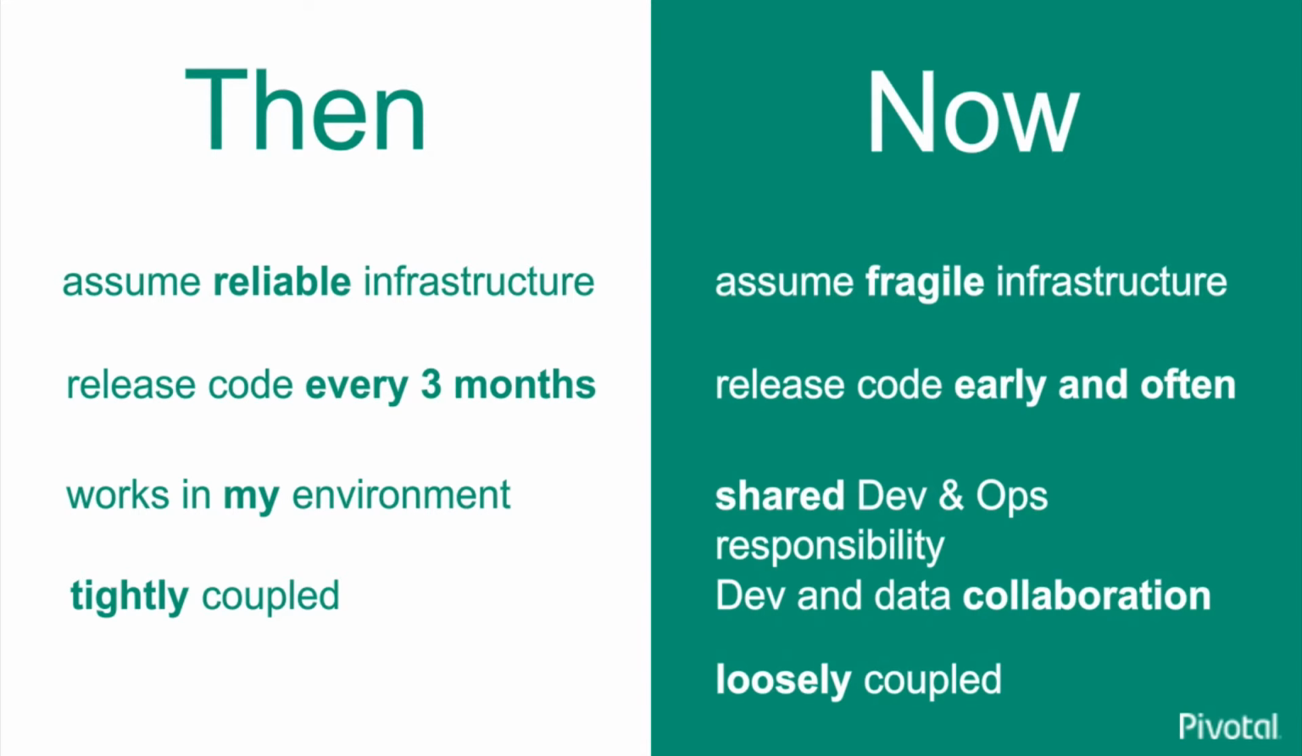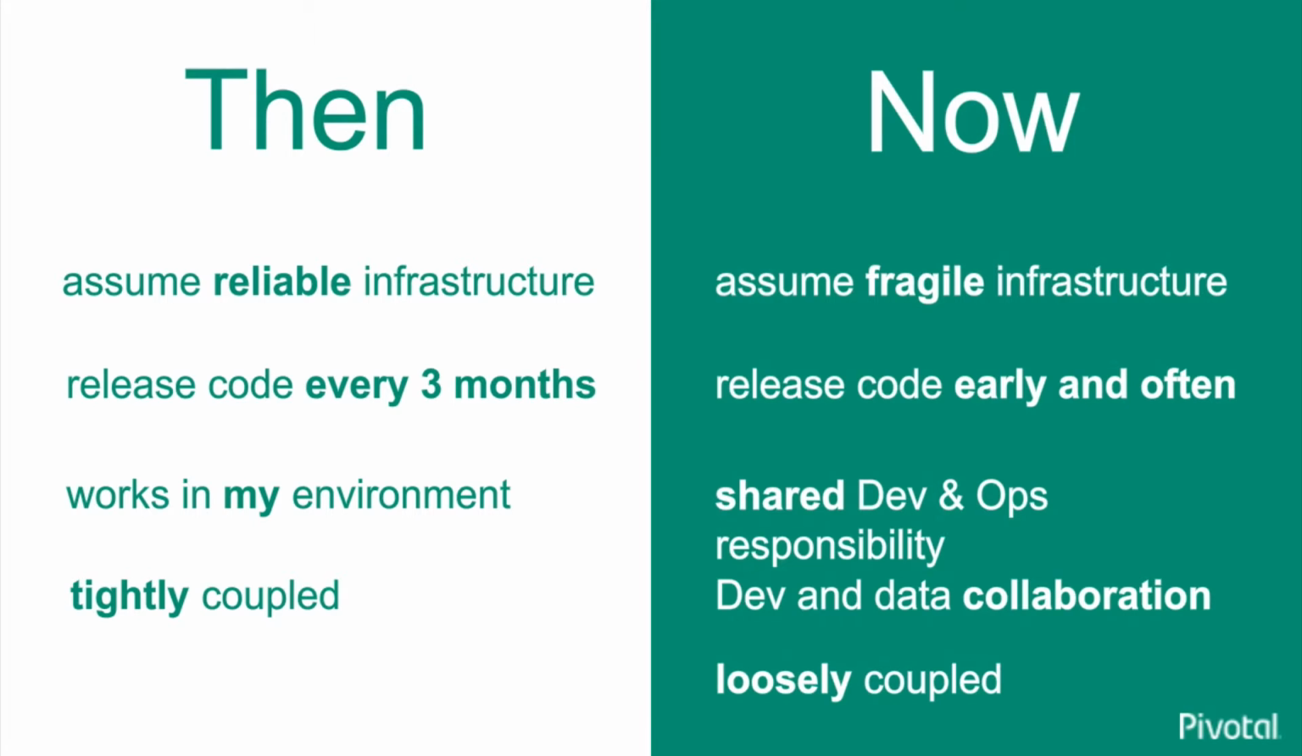Now, among these, let's look back actually. In the past, traditionally, you would assume that your infrastructure was hardened and reliable. You assumed you were going to release code every 3 months or so, perhaps longer intervals. And you were really only concerned that your applications worked in your own environment. And of course, that your applications and services and data stores were tightly coupled into these monolithic application architectures. They couldn't really be taken apart without impacting other parts of your application.